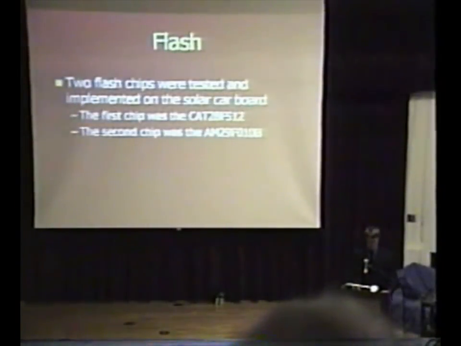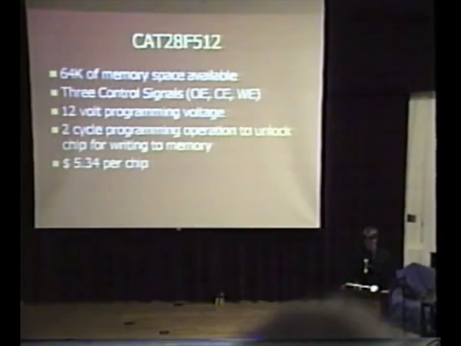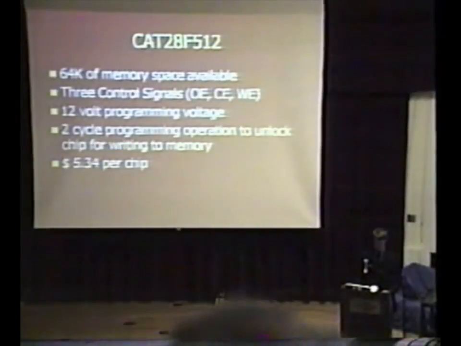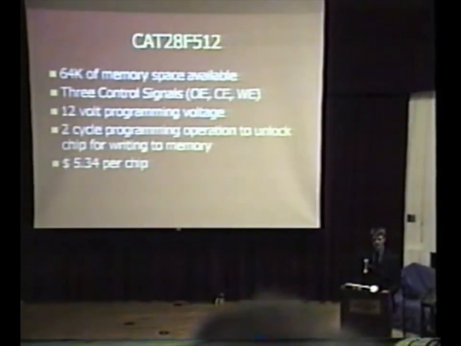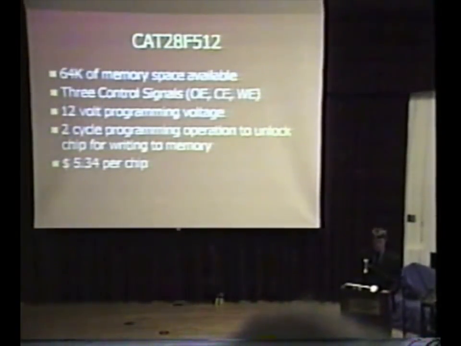For flash memory, there were two chips that were implemented to the solar car board, the CAT28F512 and the AM29F010B. The CAT28F512 had 64K of memory, 3 control signals: output enable, chip enable, and write enable. It required a 12-volt programming voltage, and it had a 2-cycle programming operation to unlock the chip to write to memory. It cost $534 per chip.